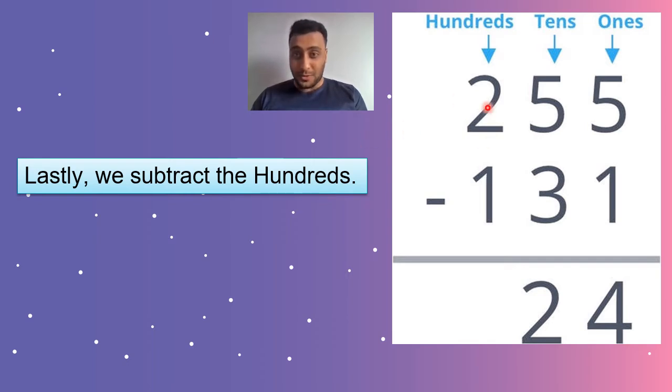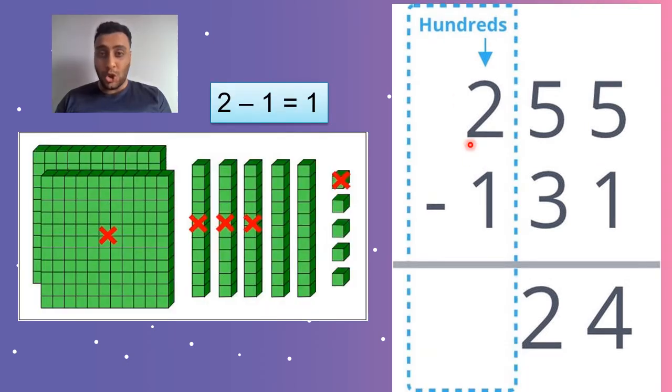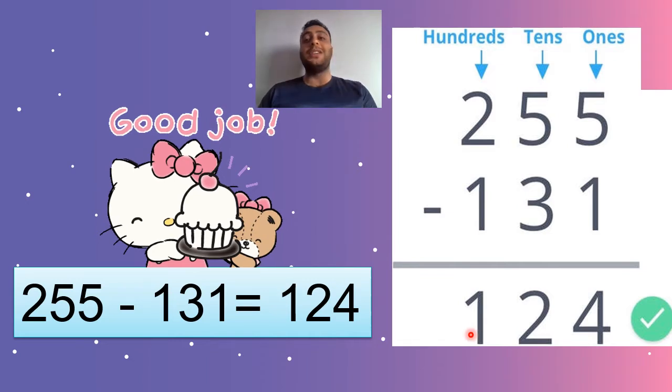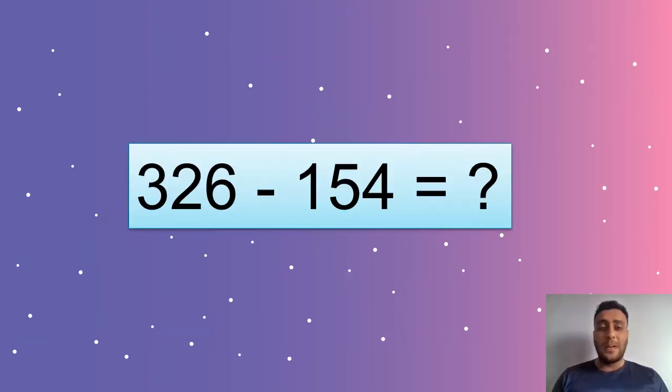It's time to subtract hundreds. So 2 minus 1, we have 2 hundreds, right? 100, bye-bye. So now we have only 100. So the answer, the difference is 124. See, it's pretty easy. It's just like 2-digit subtraction.